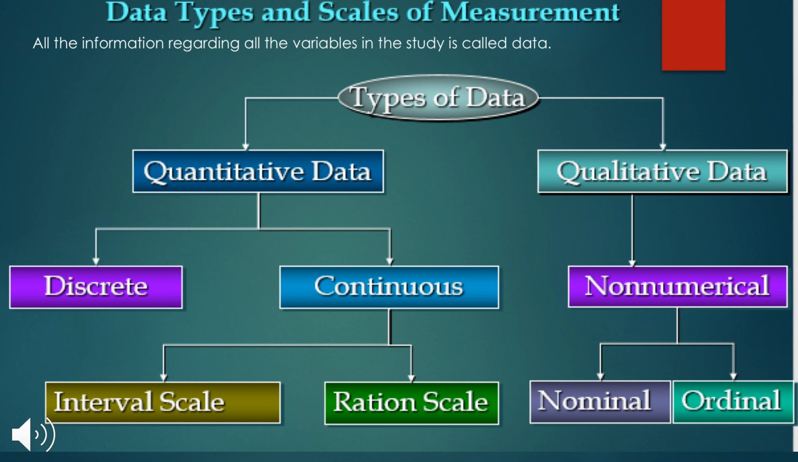Whereas ordinal means, what is your blood group, what is your performance? Yes, he stands third in the class. You are average in the class. He is good in the class. That is ordinal.